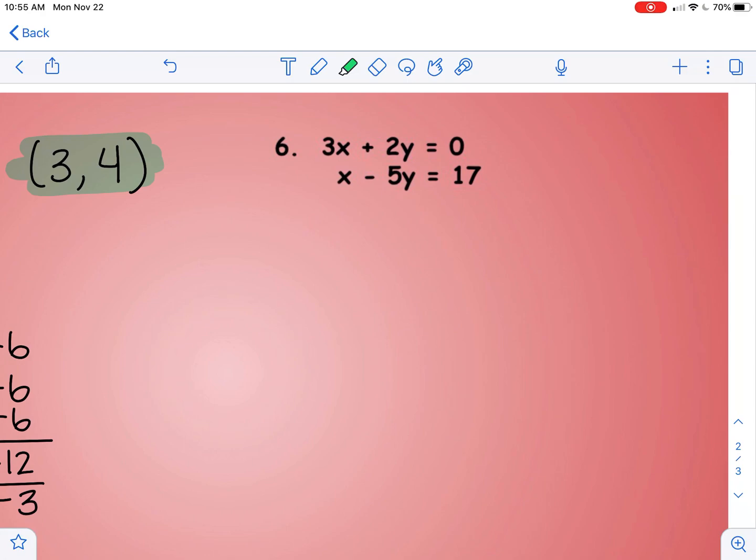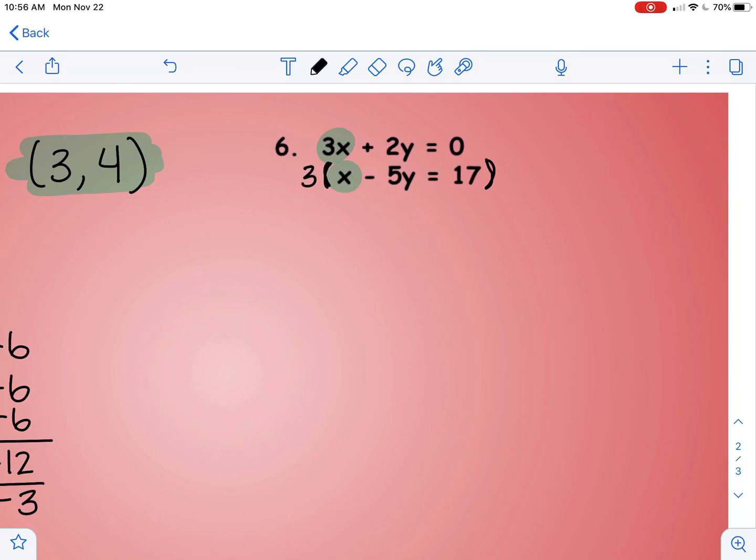And the easiest way to do these is if you have a term that just has 1 as the coefficient, like this x right here, you want to go ahead and start with that one. So I know that I want that x that I just highlighted and this 3x to ultimately end up being the same term. So what I'm going to do is figure out what I need to multiply 1x by to get 3x. And so that's going to be 3 because 1 times 3 is 3. And I'm going to multiply this entire bottom equation by 3.